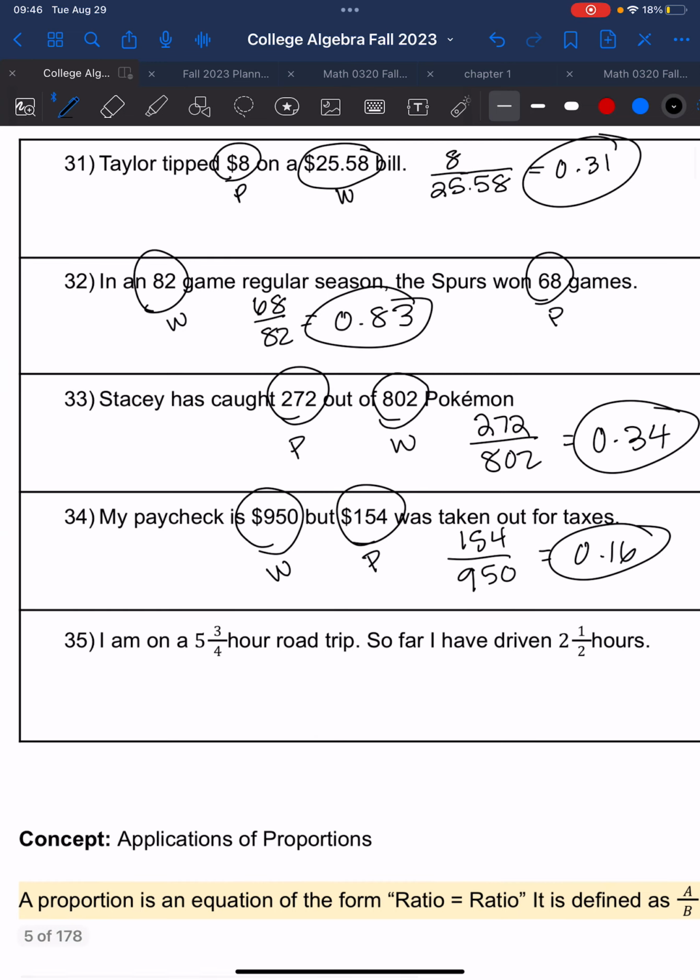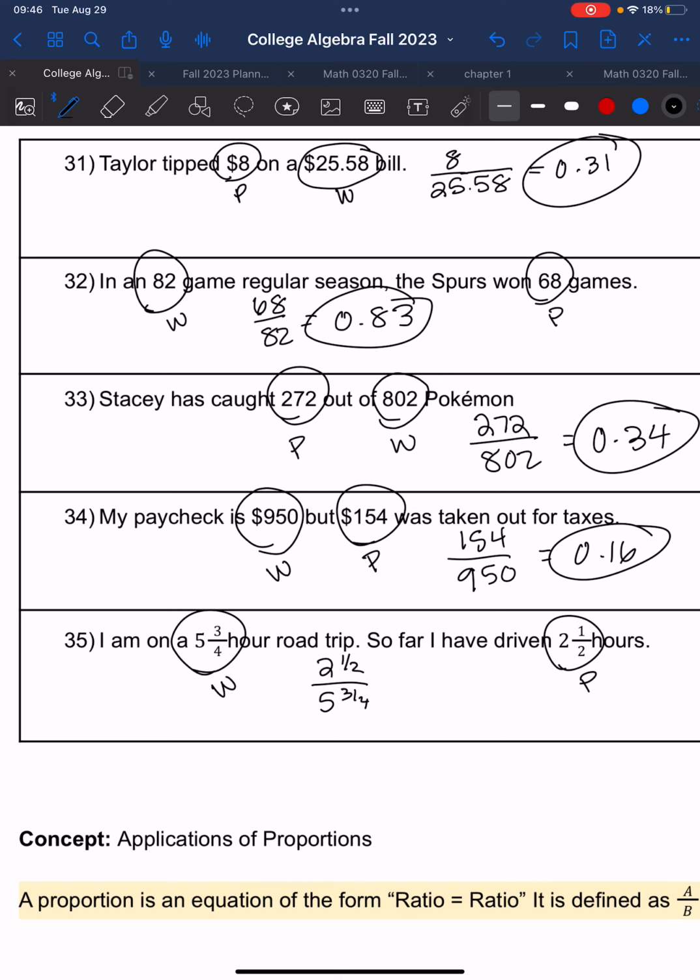Okay, lastly, it says, I am on a 5 3/4 hour road trip. So far, I have driven 2.5 hours. So the 5 3/4 is the whole. 2.5 hours is the part. So we write our ratio as part over whole. So 2.5 over 5 3/4.